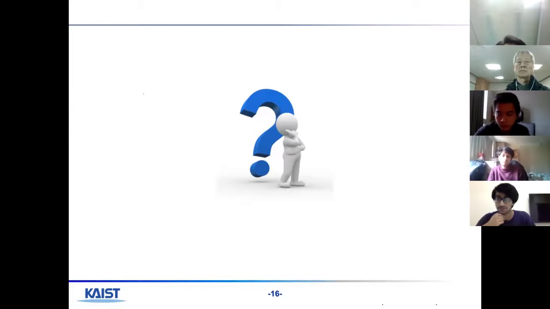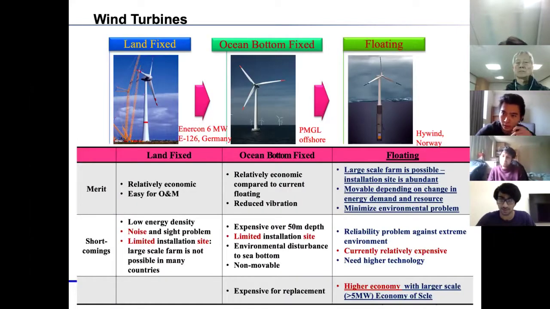Yes, I have a question about floating wind turbines. Like how do they keep the balance? Do they have wires like you told before? Yes, just like we saw in the submersible, the similar mechanism is used in the floating.